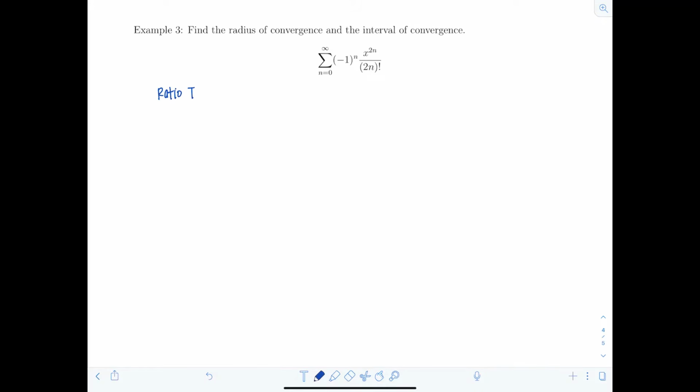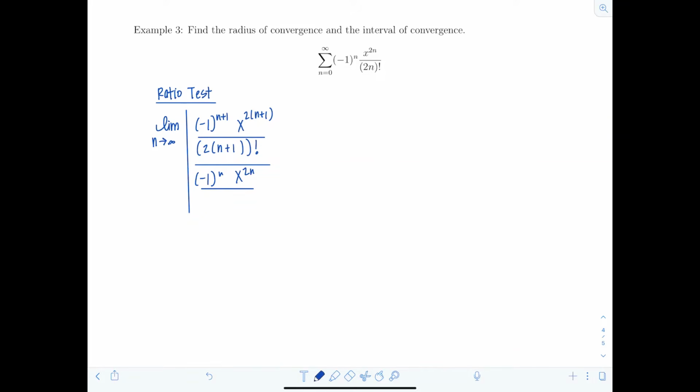So we're going to look at the limit as n approaches infinity of the absolute value, I'm going to have a sub n plus 1, so negative 1 to the n plus 1 times x to the 2 times n plus 1. Be careful, put those parentheses in there. And then now also this is going to be 2 times n plus 1 factorial. Yes? Over negative 1 to the n times x to the 2n over 2n factorial.